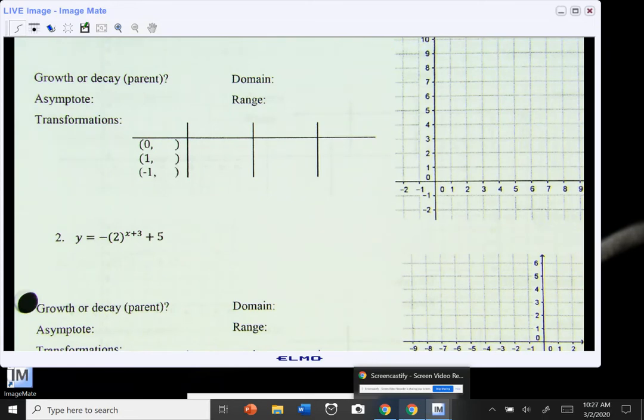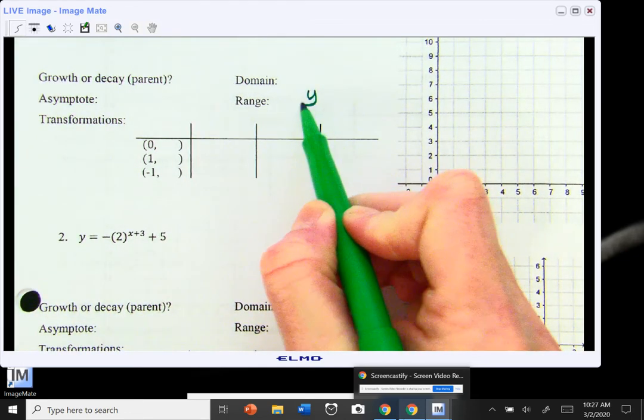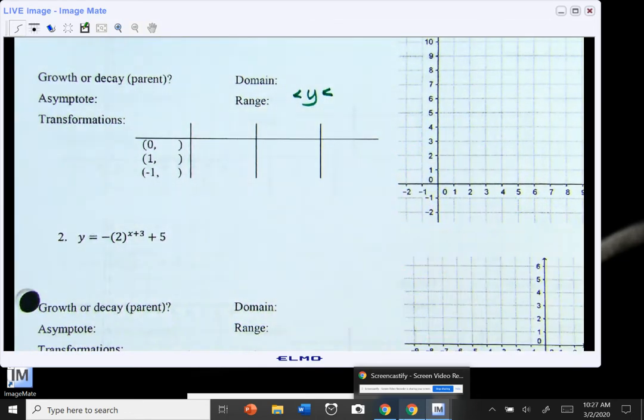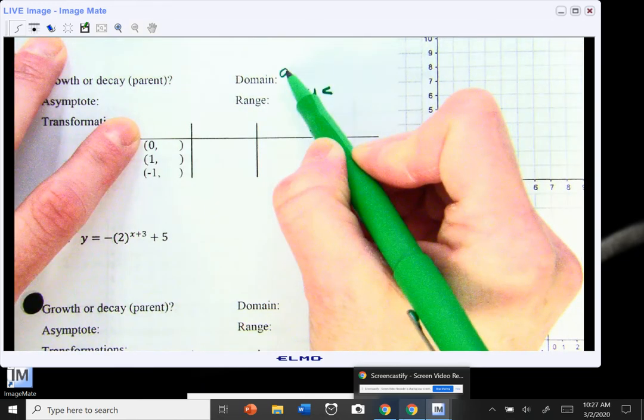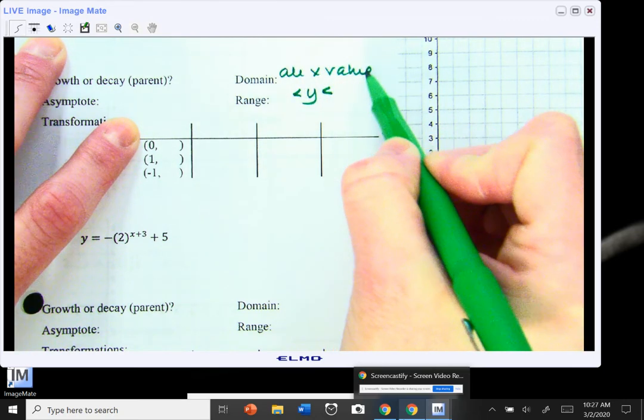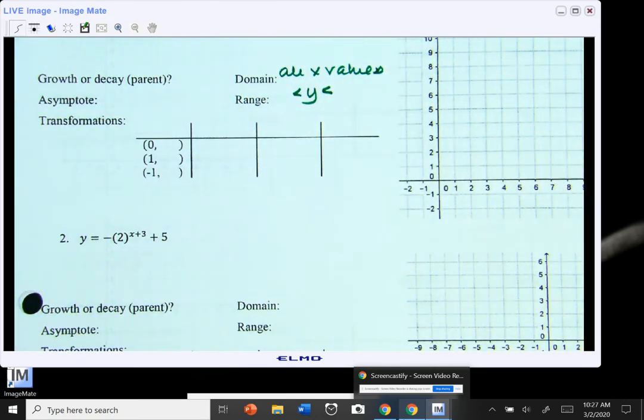Domain and range too. And remember, the range is going to be an in-between, so your y is going to be in between 2 things. One will be an infinity, a negative or a positive. The other one is going to be the asymptote. And the domain will be all x values. All right, you guys.